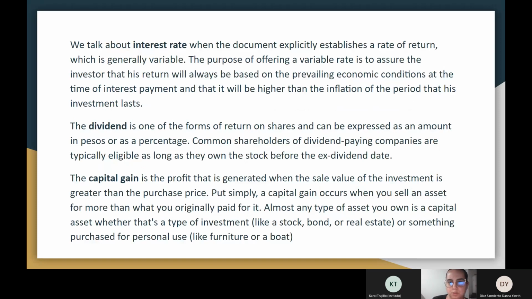We talk about interest rate. When the document explicitly establishes a rate of return, which is generally variable, the purpose of offering a variable rate is to assure the investor that his return will always be based on the prevailing economic conditions at the time of the interest payment, and that it will be higher than the inflation of the period of his investment.